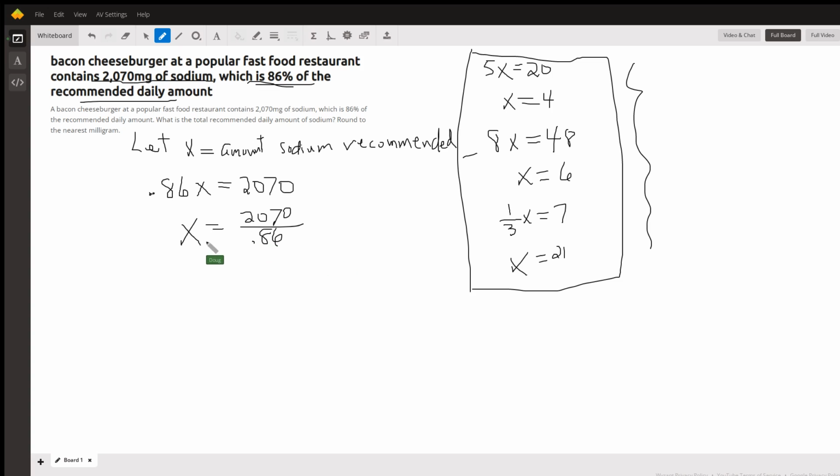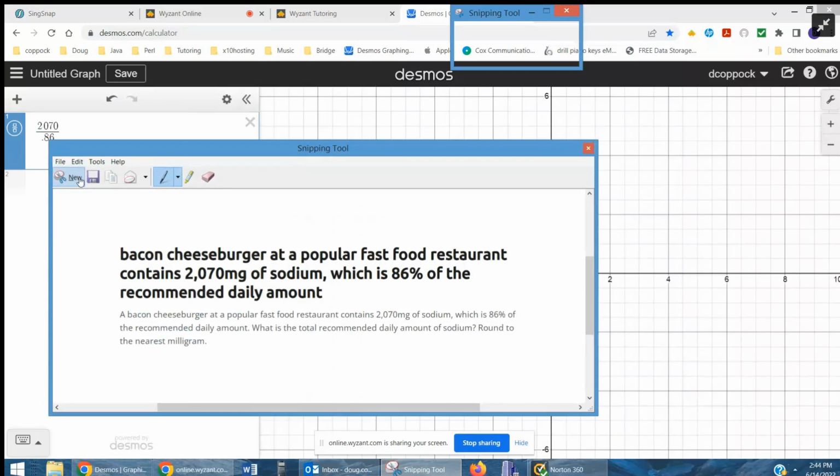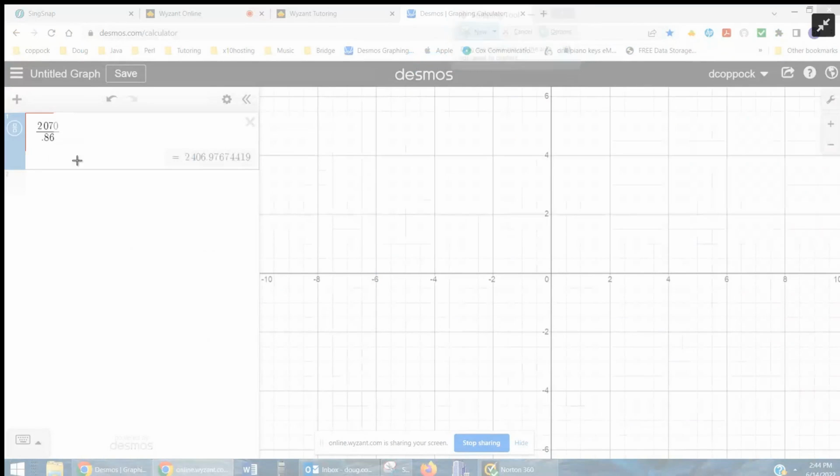Now, if you have to do that manually, it's possible. You take 86 into 2070, add two zeros, and get some number. If you're allowed to use an online graphing calculator or just your own calculator, let me share my screen. Go to Desmos. If I say 2070 divided by 0.86, there is the answer right there.